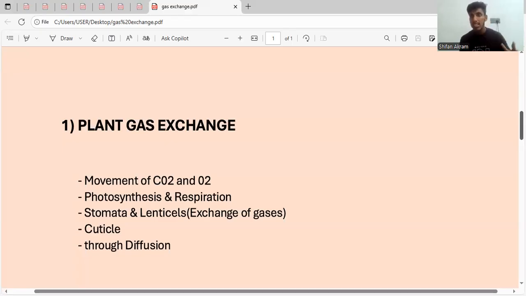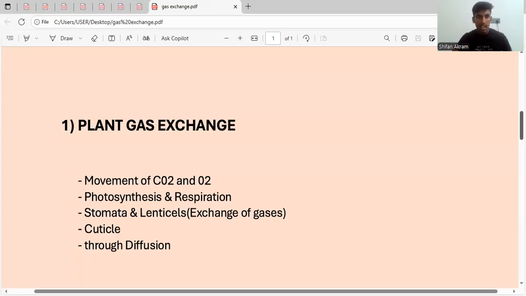Mostly, gas exchange occurs through the stomata, but sometimes it also occurs through lenticels. Also, the cuticle is another structure where gas exchange occurs, but in a very small amount. So we have 3 structures: first the stomata, then lenticels, then cuticles. Gas exchange occurs through diffusion of gases from high concentration to low concentration. That is the basis of gas exchange.